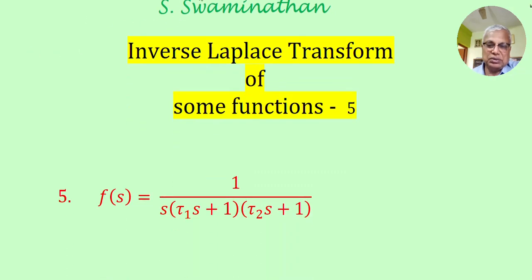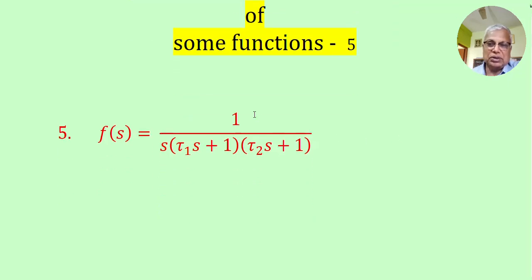This function for which we are going to find the inverse Laplace is F of s equal to 1 by s into (tau 1 s plus 1) into (tau 2 s plus 1). So we will find the inverse by the partial fraction method. So let us split this into partial fractions.